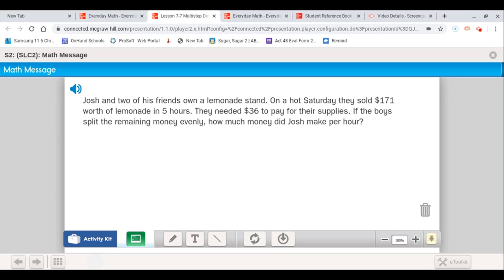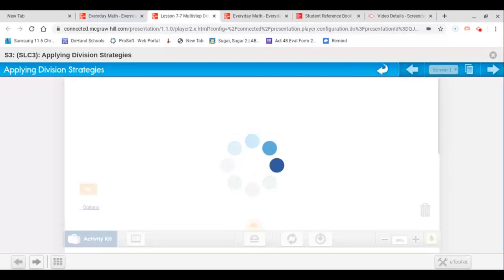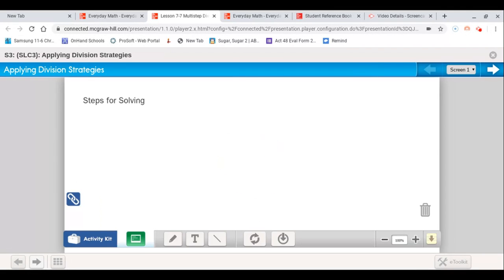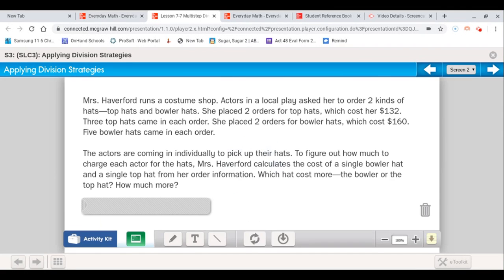Let's move on to the next one. And this problem is about hats. So let's take a look. Mrs. Haverford runs a costume shop. Actors in a local play asked her to order 2 kinds of hats, top hats and bowler hats. She placed 2 orders for top hats, which cost her $132. 3 top hats came in each order.